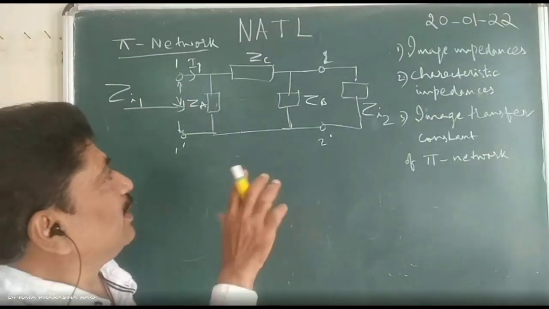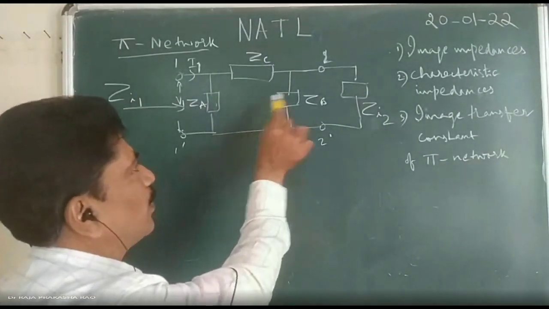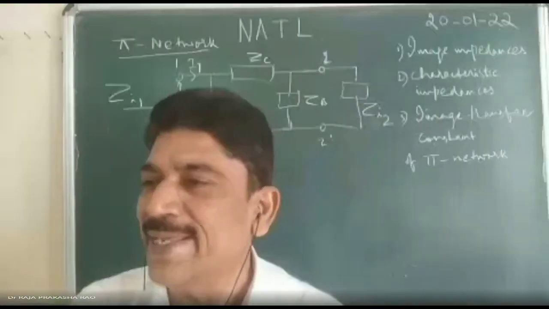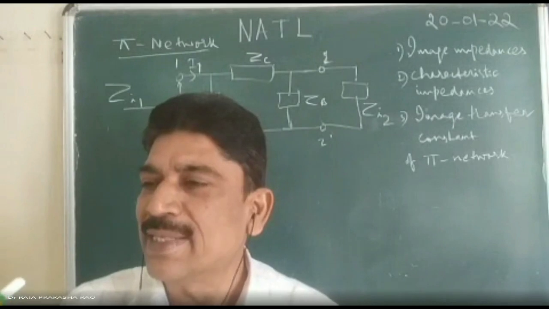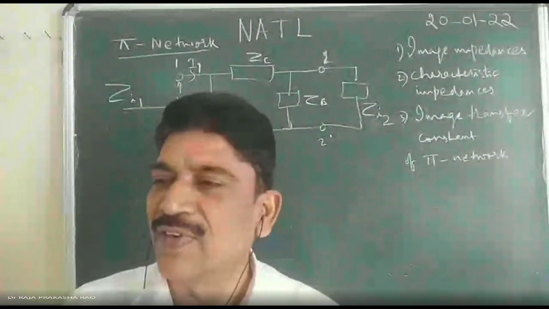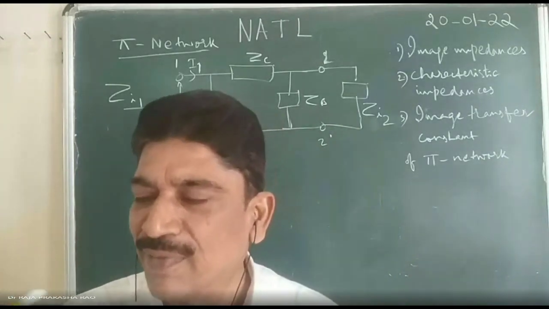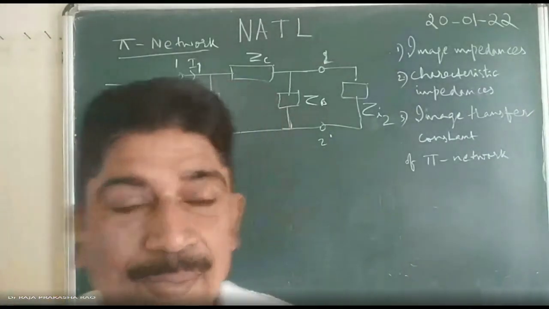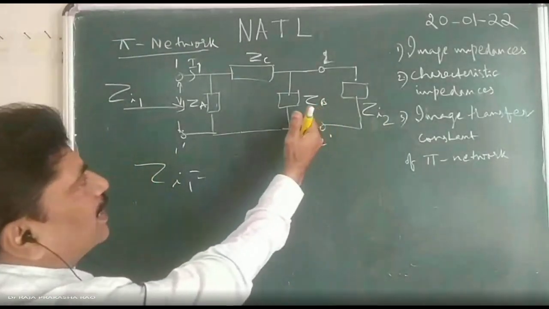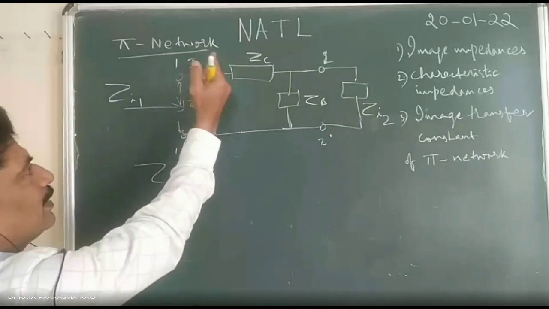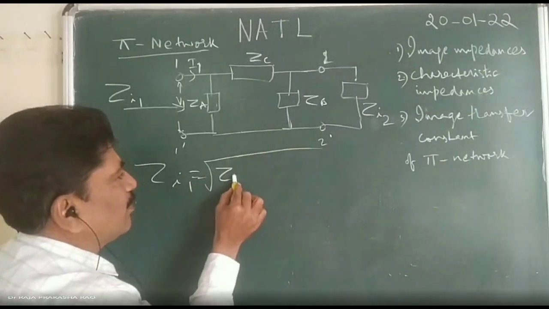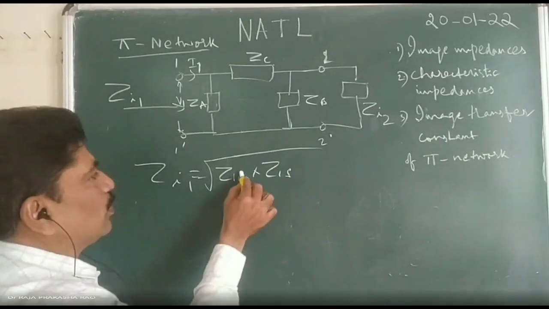Instead of using KVL in the first loop and second loop, we can directly find it using the formula ZI1 is equal to root of Z10 into Z1S. Those are the impedances when the output is open, that is Z10, and when the output is short circuited, that is Z1S. Root of Z10 times Z1S is nothing but ZI1. We use that formula for this pi network. Or you can directly use this logic: these two are in parallel combination, this is in series with ZC, and the total combination is in series with ZA. That also works, but it takes longer. So instead, we will find Z10 and Z1S and then multiply these two to get ZI1.